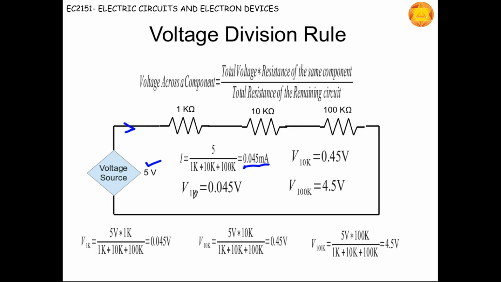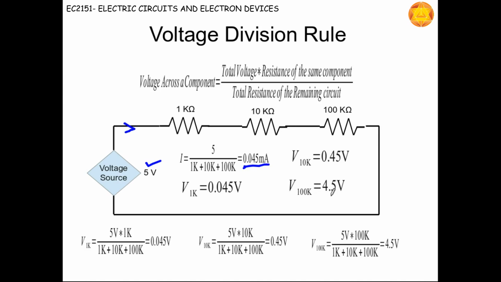So the voltage across 1 kilo ohm will be equal to 0.045 volt, because V is equal to I into R. So I equals 0.045 milliamps and R equals 1 kilo ohm. Kilo and milli will get cancelled. Kilo is 10 power 3 and milli is 10 power minus 3. Both will get nullified. Voltage across 10 kilo ohm equals 0.45 volt, right? And voltage across 100 kilo ohm equals 4.5 volt.